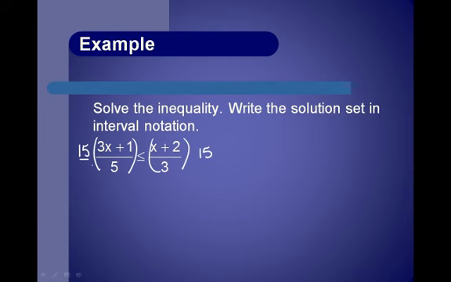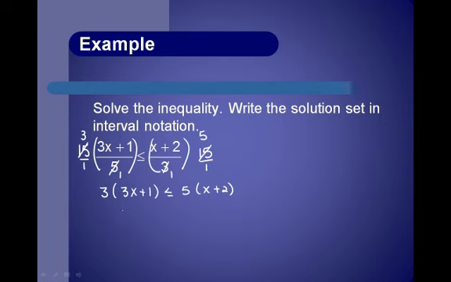Well, the first piece, that's like 15 over 1, so we could cross cancel. 5 goes into 5 once, 5 goes into 15 3 times. Second side, 3 goes into 3 once, 3 goes into 15 5 times. So we've got 3 times (3x + 1) is less than or equal to 5 times (x + 2).